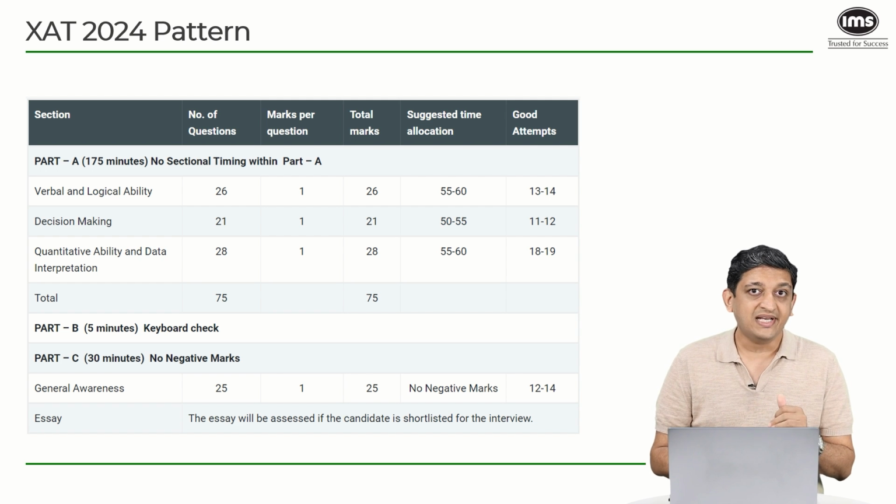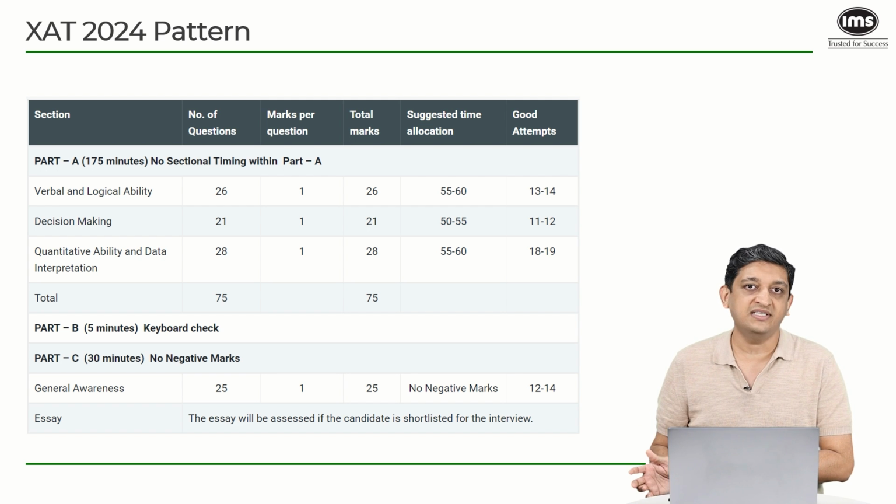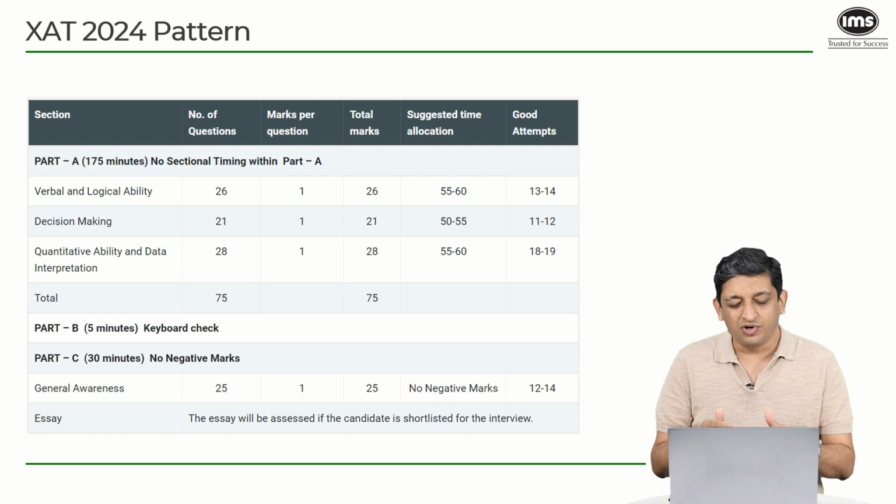Now, when it comes to calculating the percentile of the XAT, one thing that is going to happen is your part A scores are going to be considered while coming up with your overall XAT percentile. Irrespective of your performance in general awareness, or whatever percentile you might be getting in the general awareness section, that will not really be a part of your overall XAT percentile, and that's why this is something that is over and above your XAT percentile that you are going to get.